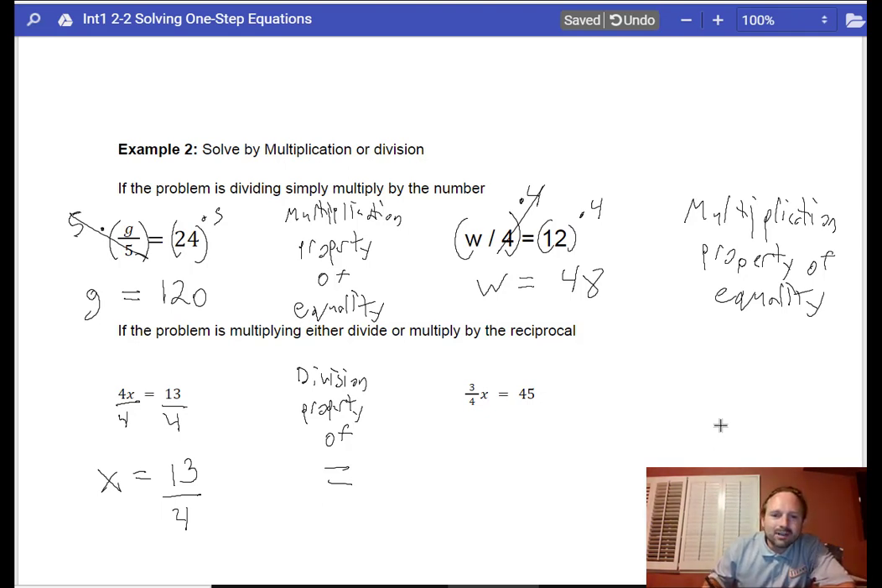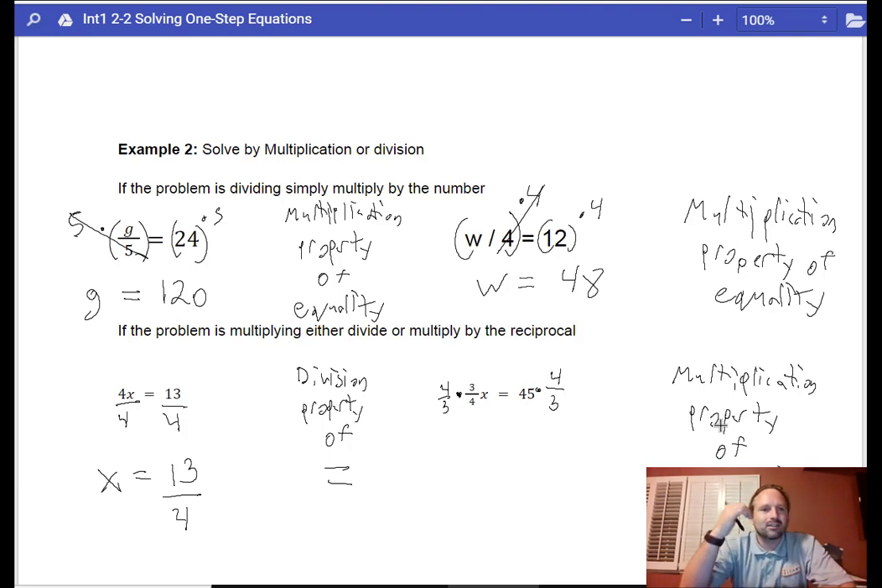All right, to get rid of this, instead of dividing and then multiplying, I'm going to times by 4 over 3. So this is using the reciprocal. I'm doing multiplication, so I'm doing the multiplication property of equality. Now, unlike chapter 1, these are a little more straightforward, like the multiplication property of equality and the addition property of equality.